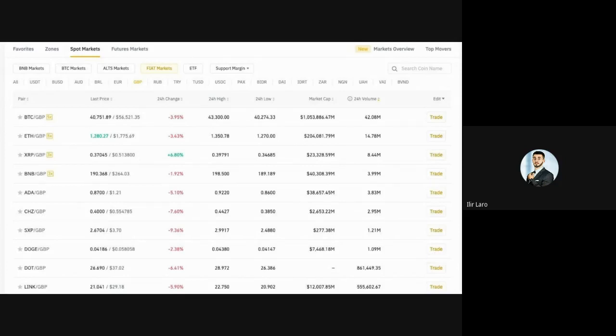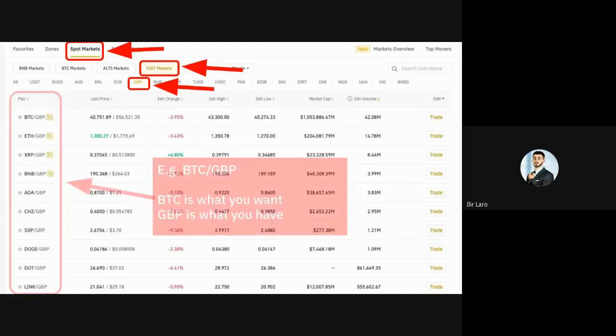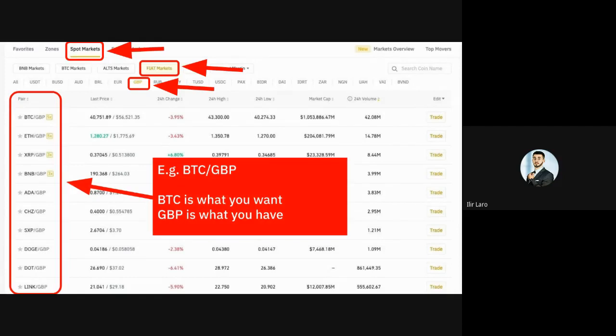Starting from the top, click on spot markets. Below that, click on fiat markets, and then click on GBP. What this does is essentially act as a filter option. From all the spot trading pairs, you're just looking at the fiat markets and specifically GBP trading pairs. That's what you see on the left-hand side: all the GBP trading pairs and all the coins associated with that.